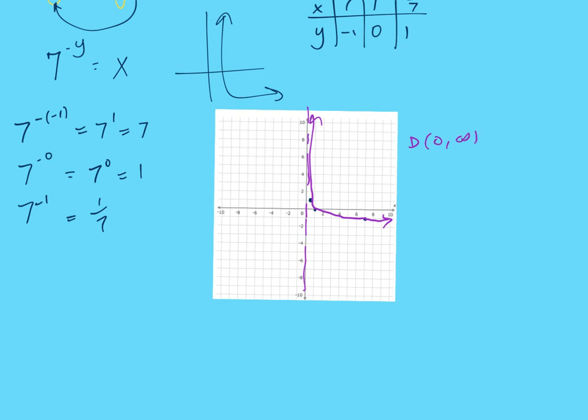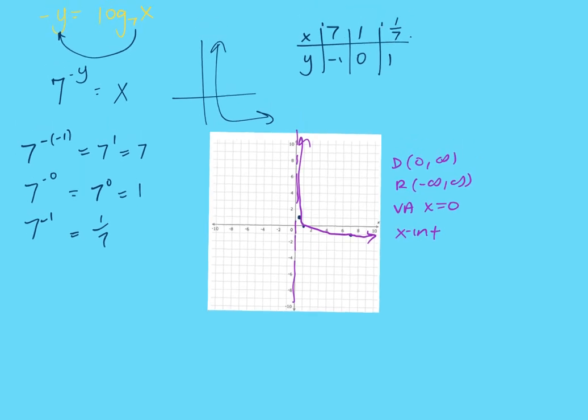Domain, 0 to positive infinity. Range, all real numbers. Vertical asymptote, x equals 0. X-intercept, 1, 0.